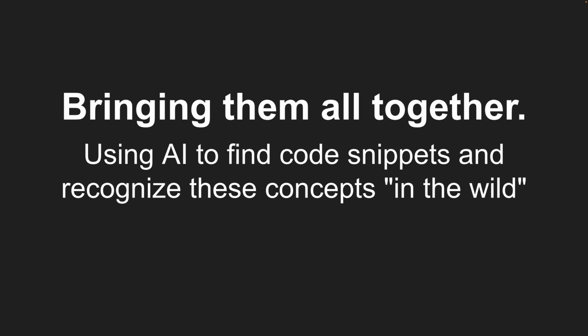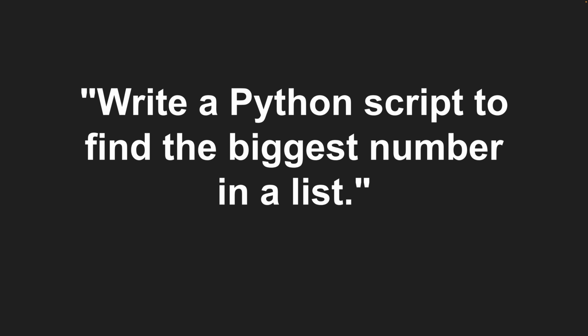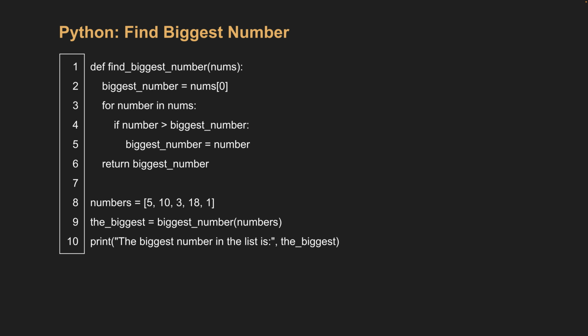Okay, so bringing all this together, the goal here is that we're going to use AI this summer to find snippets of code and see the concepts that were discussed here out in the world. So here's my prompt that I posed to Google AI Gemini. Write a Python script to find the biggest number in a list. And this is the returned code. So find biggest number takes in a list of numbers, nums, and it's going to go through and eventually return the biggest number.